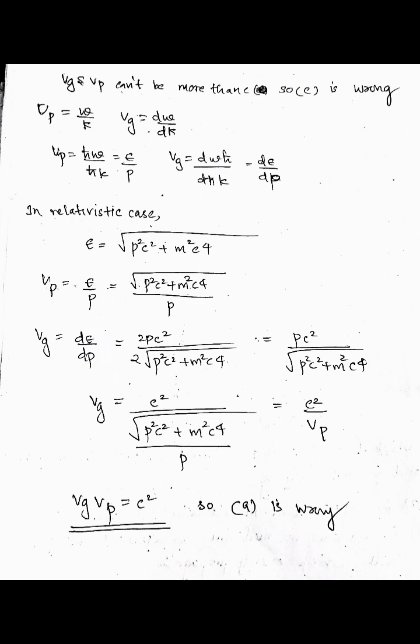And Vg is equal to dE by dP, and this is equal to 2p c square divided by 2 into square root of p square c square plus m square c raised to 4. And this is equal to p c square divided by square root of p square c square plus m square c raised to 4. So therefore Vg is equal to c square divided by square root of p square c square plus m square c raised to 4 by p, and this is equal to c square by Vp. Therefore we can write Vg into Vp is equal to c square. So option A is wrong.